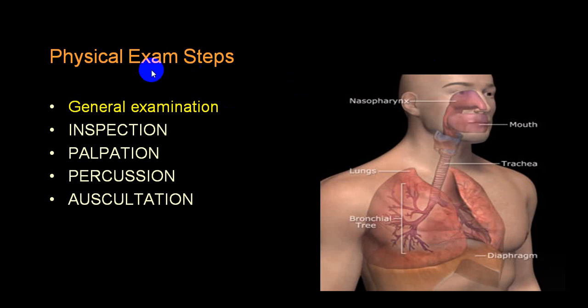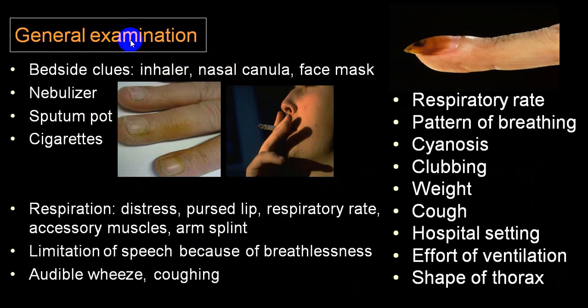So all those should be examined. When you go to a physical examination, after general examination, we go for systemic examination, like respiratory system examination: inspection, palpation, percussion, and auscultation. So in general examination, always look for some of the findings. If the person is carrying inhalers, nasal cannulas, a facial mask for oxygen, nebulizer, sputum pot, cigarettes, you can see here these are stainings because of cigarette smoking. So these are some of the things which will tell you that the person is smoking.